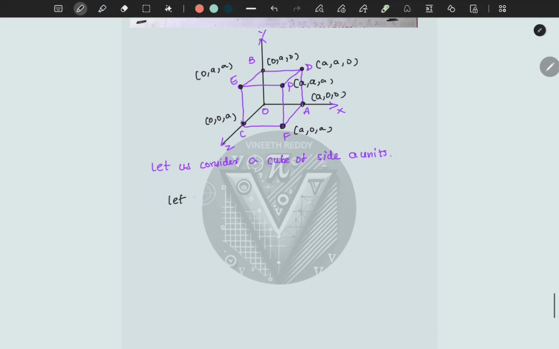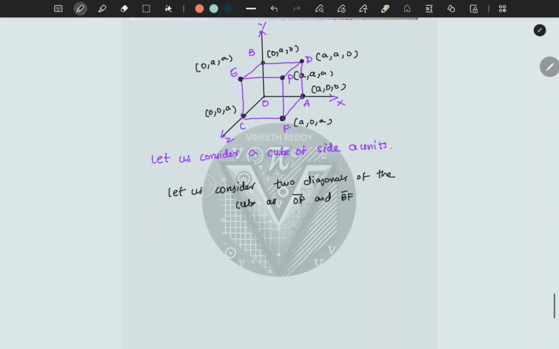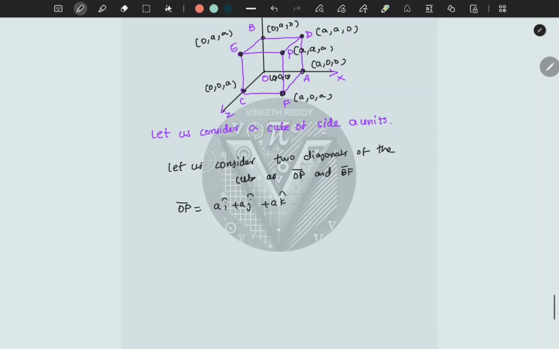Now let us consider two diagonals of the cube as OP and we can take any other, BF, let us say, right? Okay, so how do we find OP vector? OP vector will be, and coordinates of origin are 0 comma 0 comma 0, so it should be ai cap plus aj cap plus ak cap, right? And so BF vector should be OF vector minus OB vector.